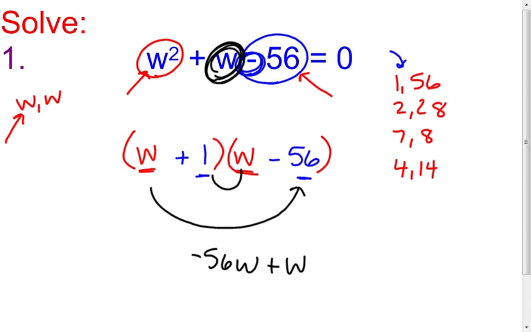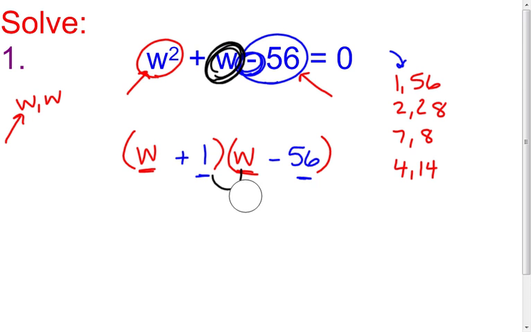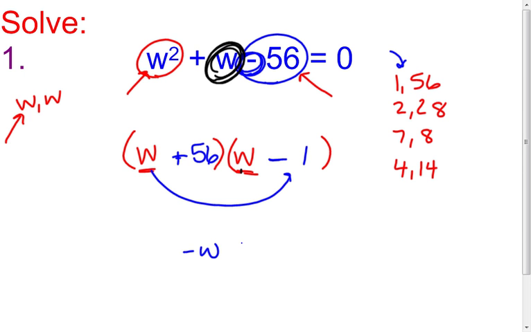So that is not going to work. I could, if I wanted to, switch my 1 and my 56 around. So I'm going to do that. But if I switch my 1 and my 56 around and put the 56 here and the 1 right here, all that does is it gives me negative W and it gives me positive 56W. So all that does in this case is it gives me positive 55W, and that doesn't help me.